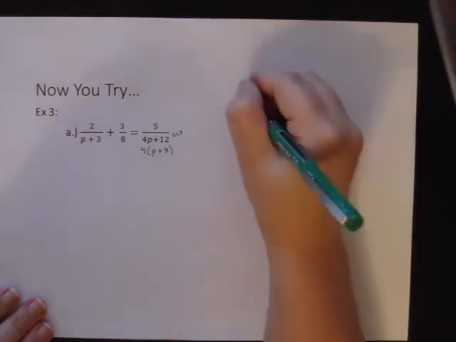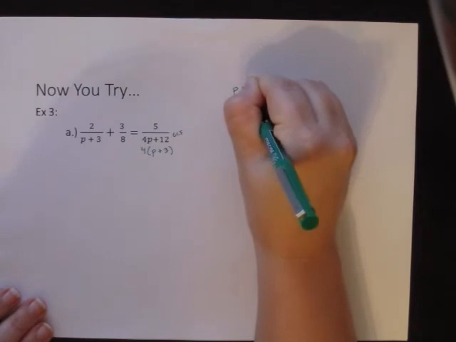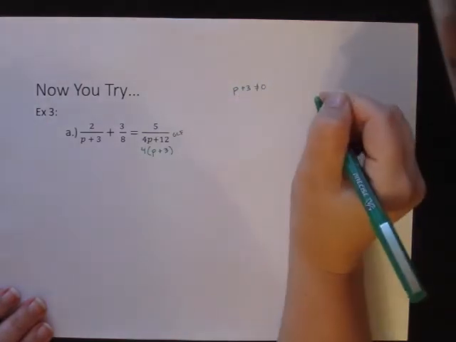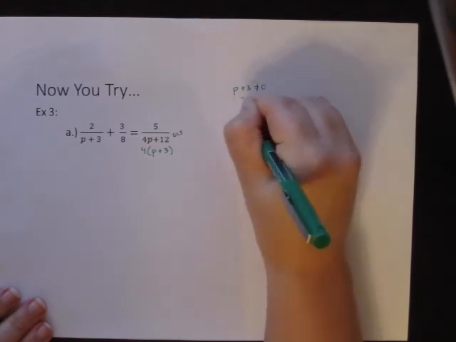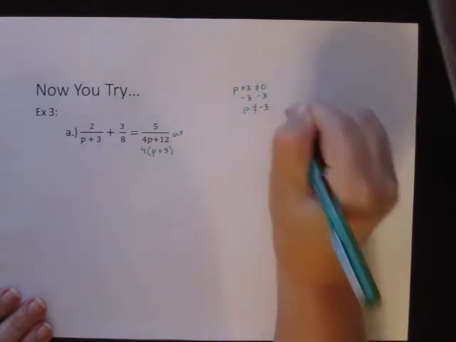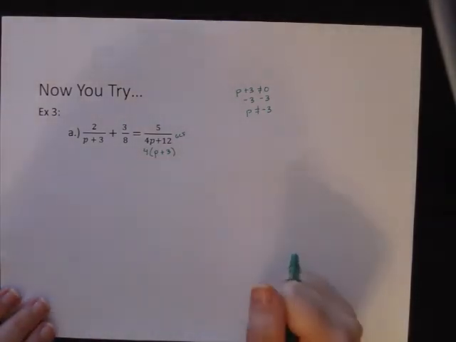Okay, so my equation that I can set not equal to 0 needs to be p plus 3 cannot equal 0. So the next thing that I do is I subtract 3 from both sides, so p cannot equal negative 3. So if I get any other answer besides p equaling negative 3, I'm good as gold.